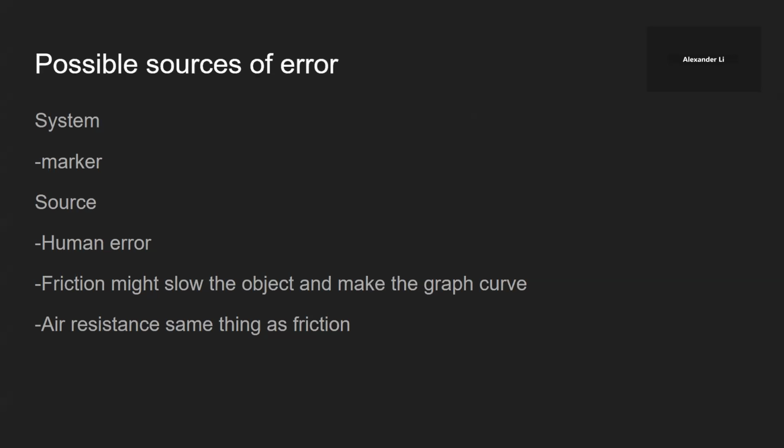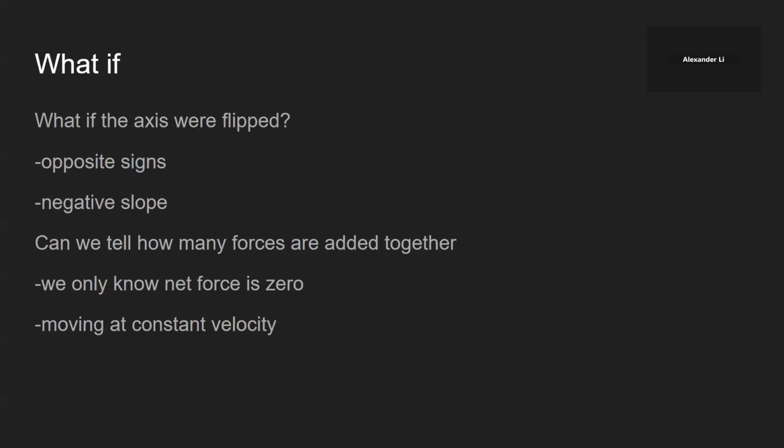So here are some possible sources of error. In my system, the marker, sources of error could be human error, or friction could slow down the object and make the graph curve. As you can see, there were some areas that were curved and not straight. And air resistance would do the same thing as friction.